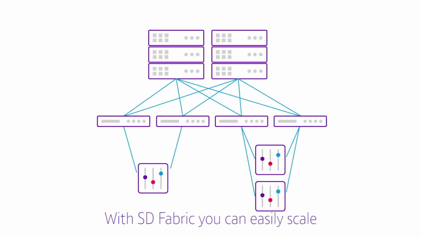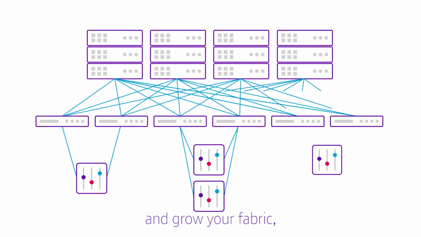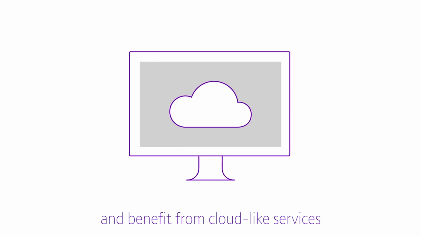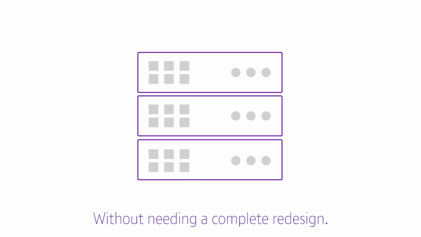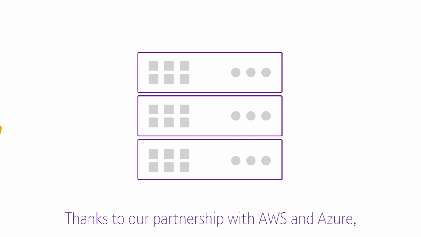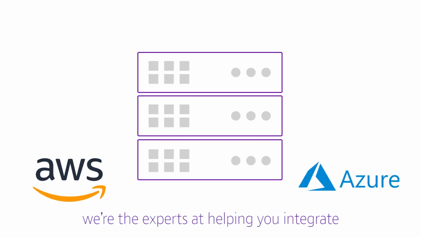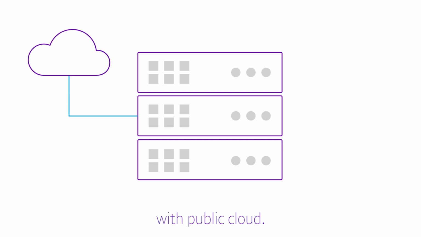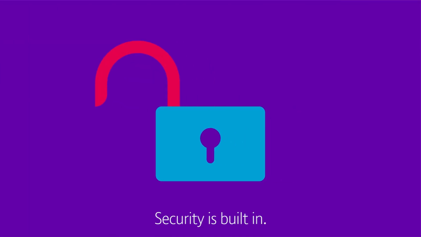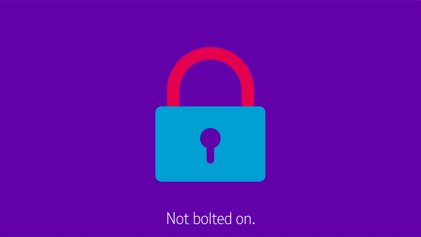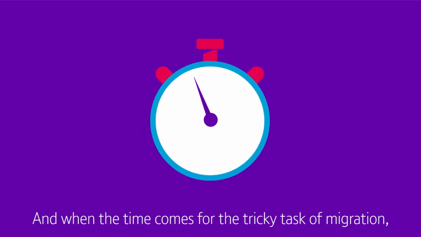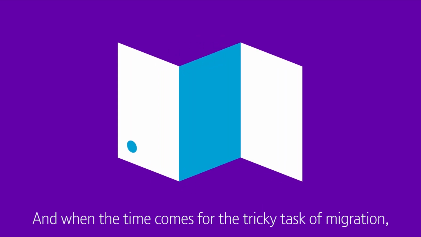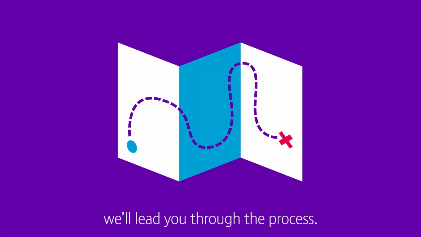With SD Fabric, you can easily scale and grow your fabric and benefit from cloud-like services in your on-premise equipment without needing a complete redesign. Thanks to our partnership with AWS and Azure, we're the experts at helping you integrate with public cloud. Security is built in, not bolted on. It's quick to build and quick to deploy. And when the time comes for the tricky task of migration, we'll lead you through the process.